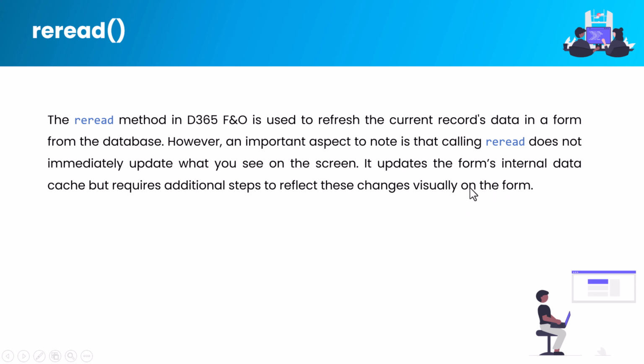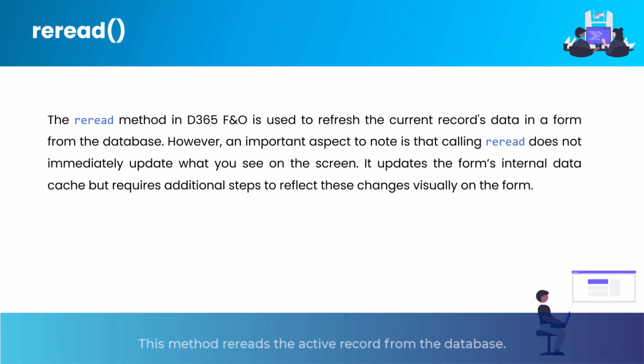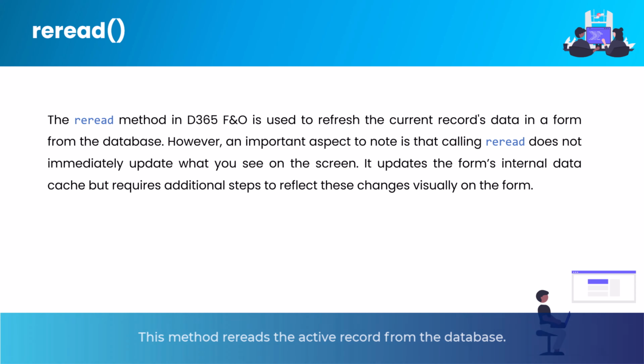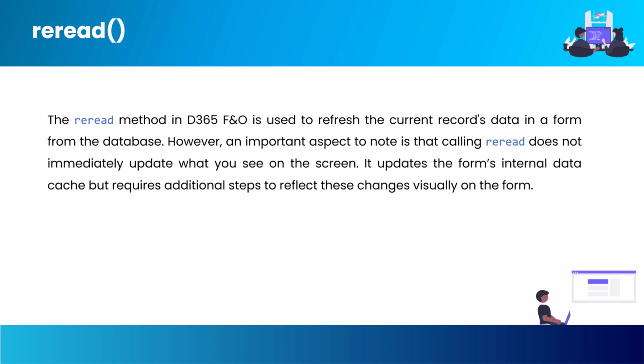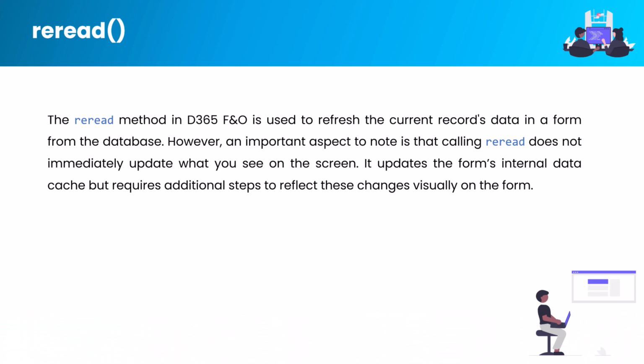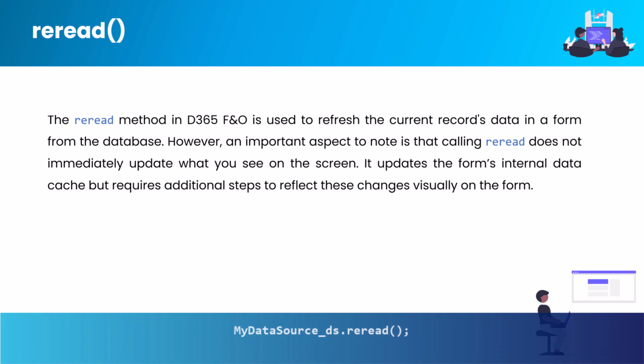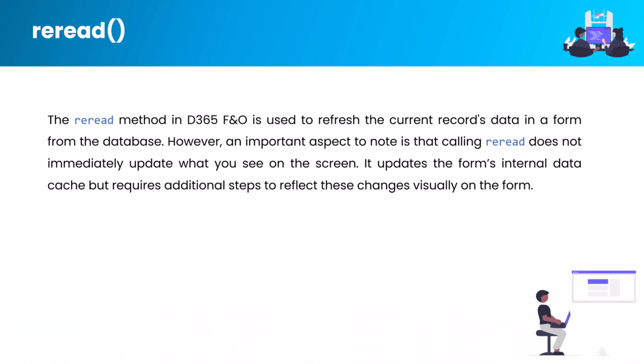If you want to refresh the display as well, there is a refresh method that you can also call. If someone asks what the reread method is, you just tell them that it reloads the current record from the data source or database, via the data source itself or the table buffer itself. To use this method, you use the data source name, then the dot operator, and via that you can call reread. This line of code fetches the latest data of the current record from the database and updates the form cache.